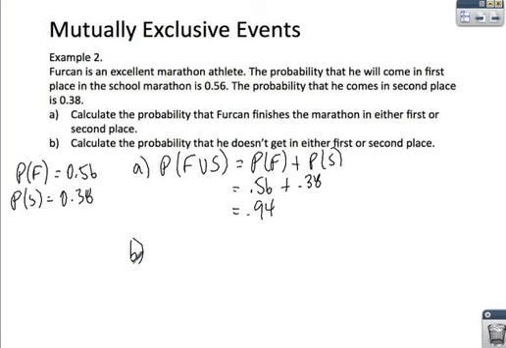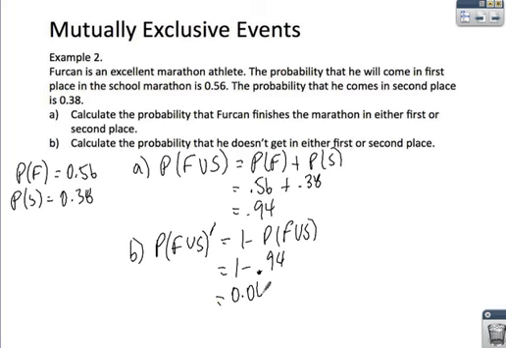And then in B, the question is asking the probability that he doesn't finish in either first or second place. Really, this is the complement of the answer in A. It's not first or second. All right, so the notation, probability of first or second with the complement is 1 minus the probability of first or second, which would be 1 minus 0.94, which equals 0.06.